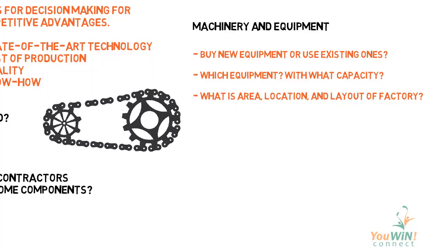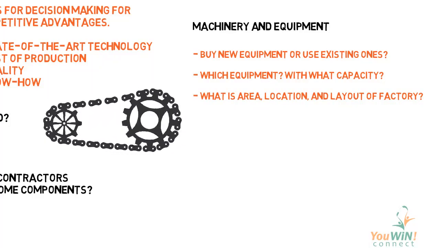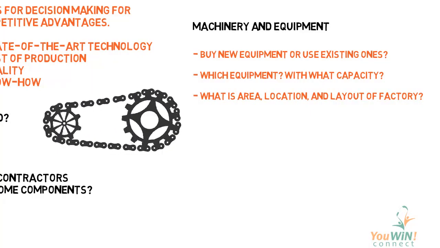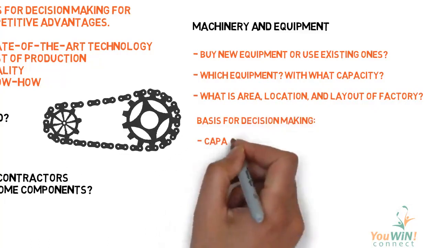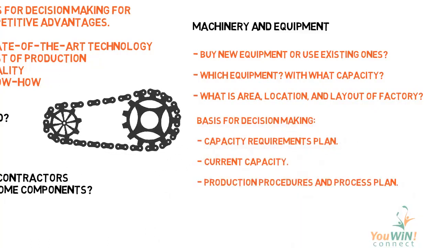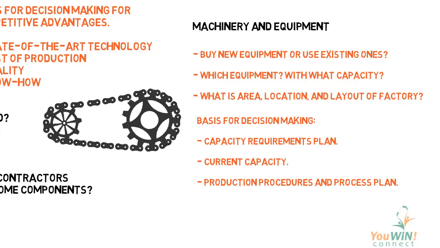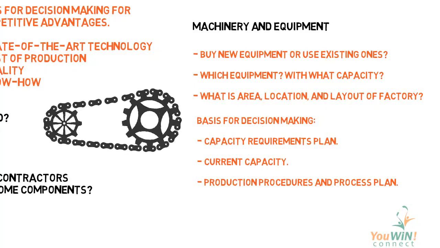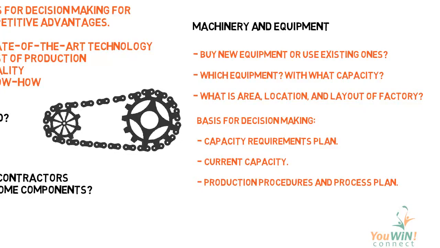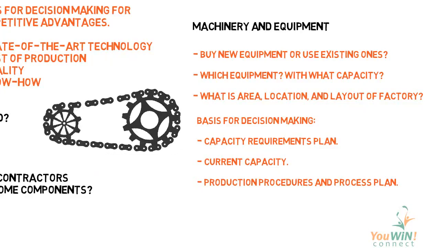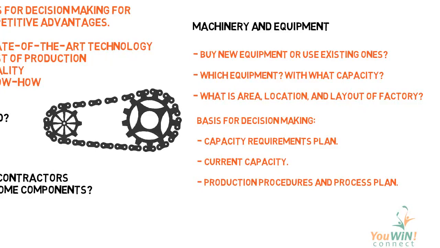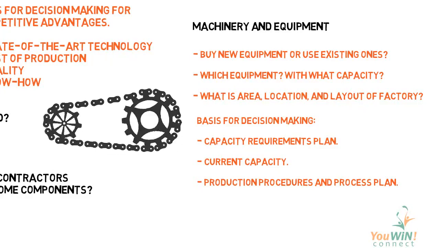Where would you site your factory? What's the location? What's the layout of the factory in terms of the equipment that you will put in there? Basis for decision making in this wise will include the capacity requirements plan. How are you going to expand? What's the ramp up plan that you have for expanding your capacity? What's the current capacity you have? Have you maxed out the number of shifts that you can do on the certain machine that you already have?